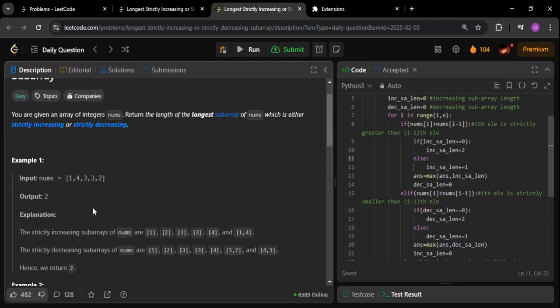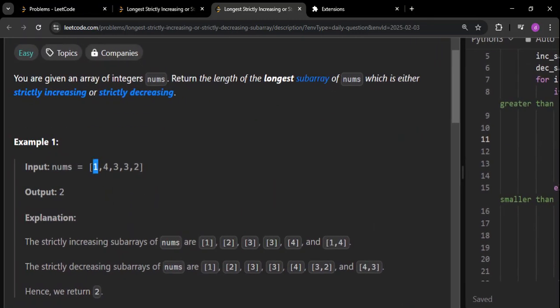Now coming to this question here, we will go through each element. We are going from 1 to 4, so the subarray length is 2 and it is strictly increasing. So we are getting 2 as the answer now. Now when I go from 4 to 3, it starts decreasing, it is strictly decreasing. So again, the length is 2. The subarray that we are getting now is strictly decreasing and the length is 2. So till now the longest subarray that we have seen is of length 2.